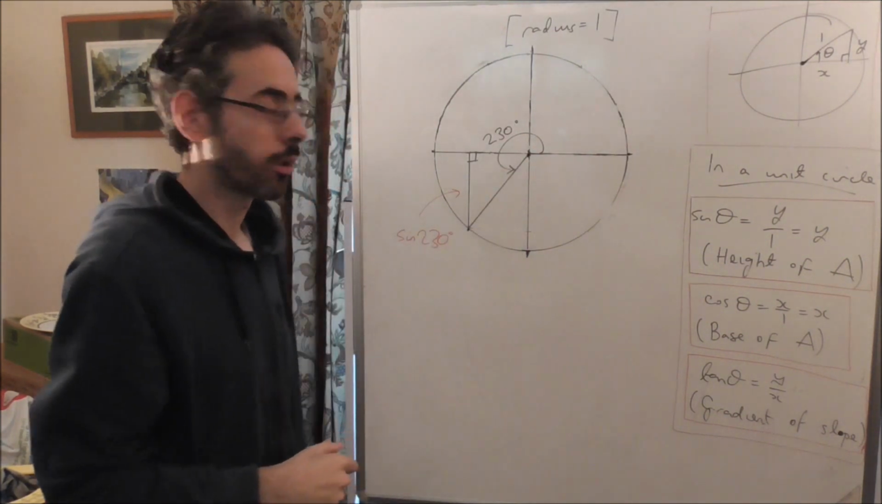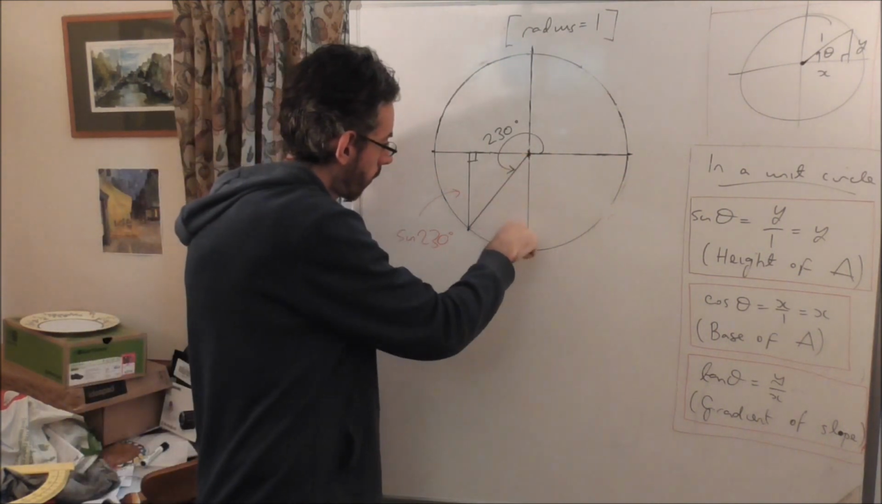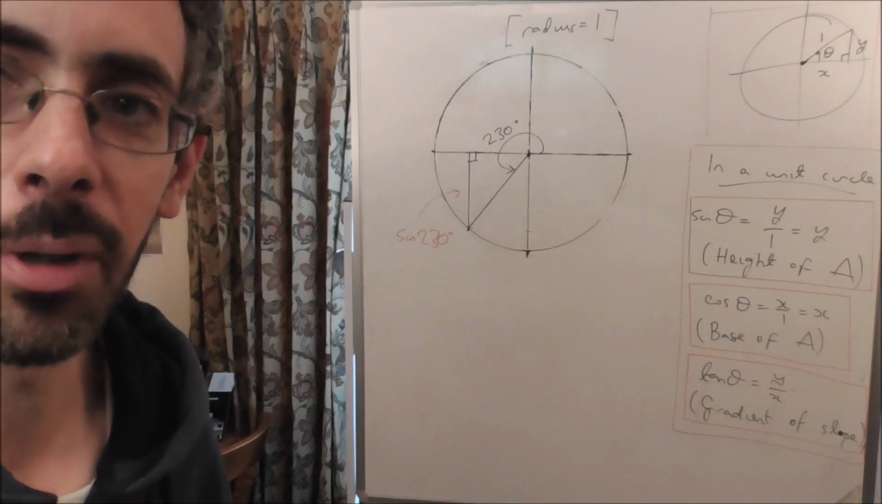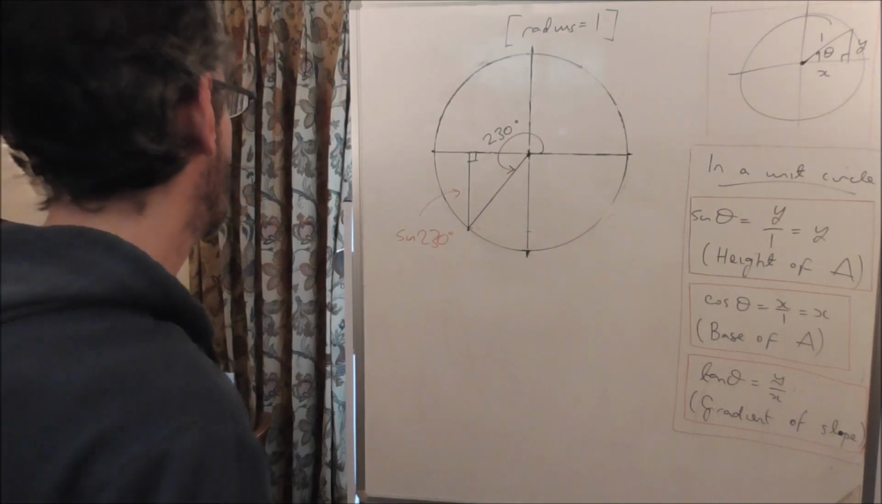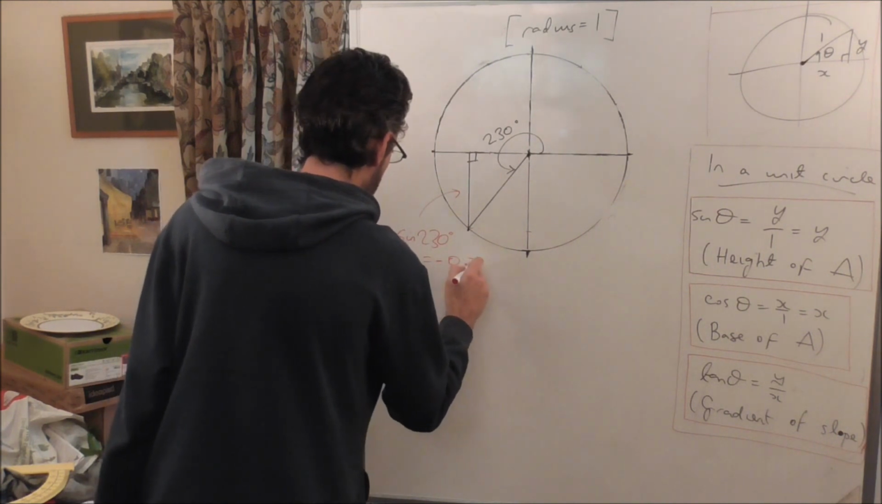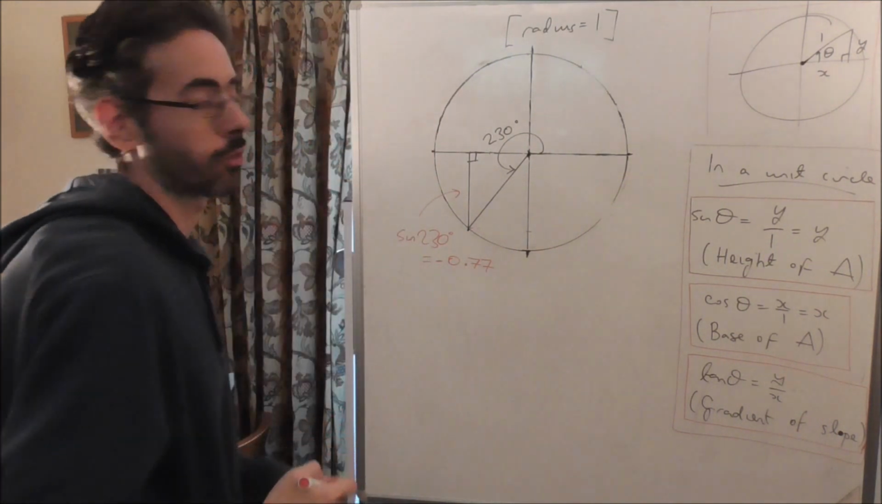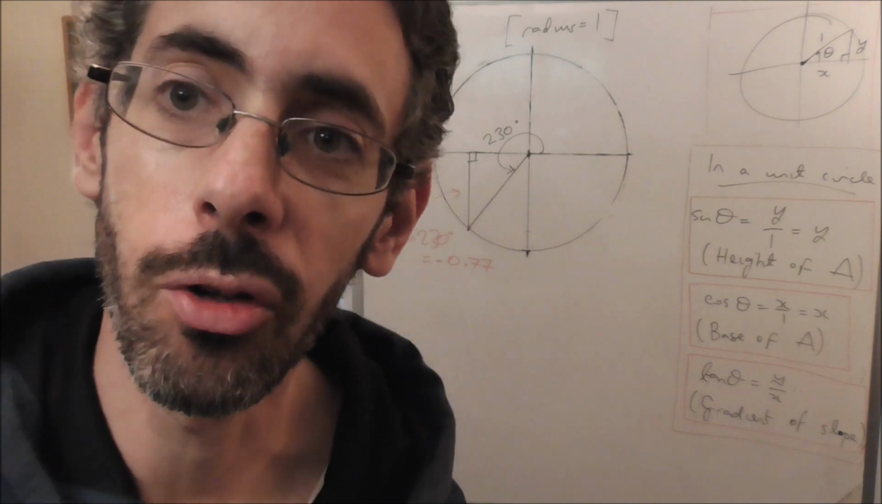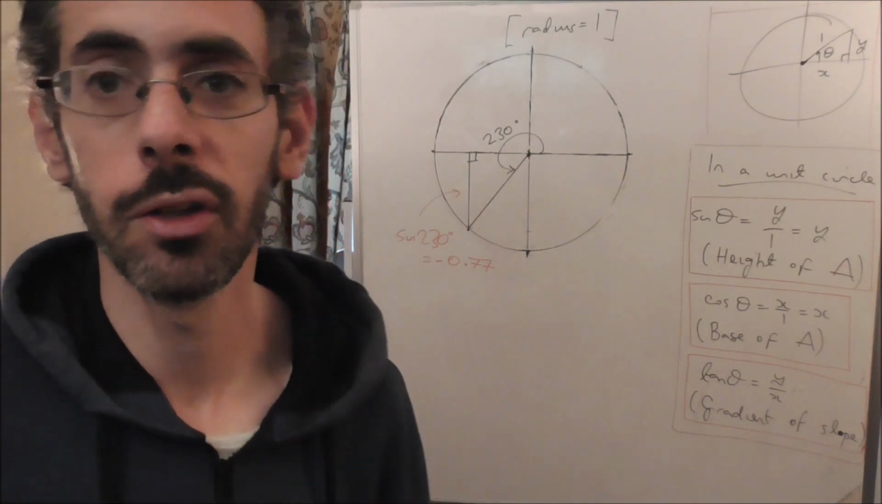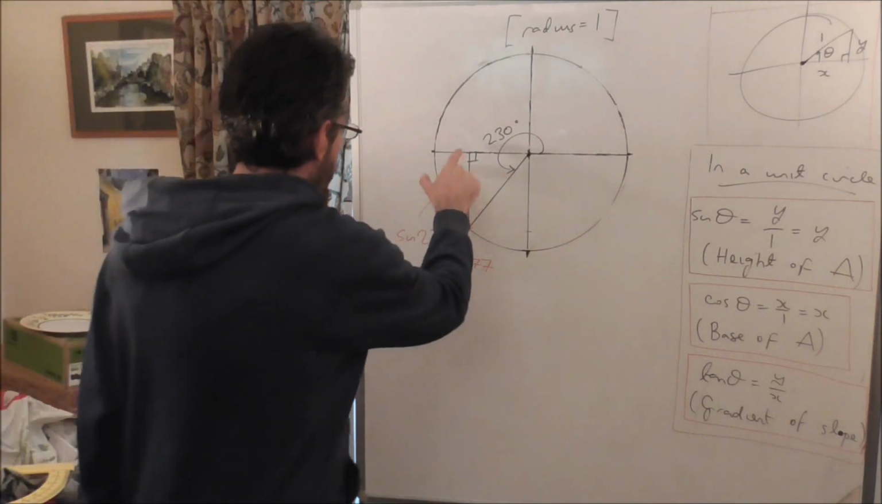So to estimate sine 230, you've got to think, what's the distance from there to there? Well, it's about minus 0.7, minus 0.8 perhaps. And if you do it on the calculator, you'll get minus 0.77 to 2 decimal places. Let's do cos 230. So in a unit circle, the cos value of the angle is just the base of the triangle. So it's just this length here.